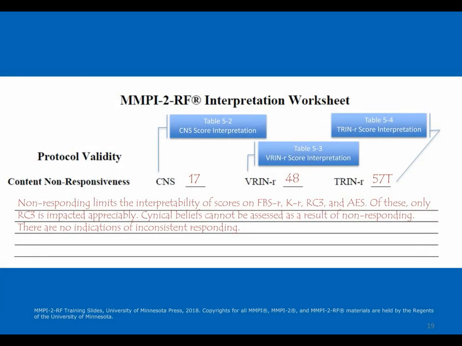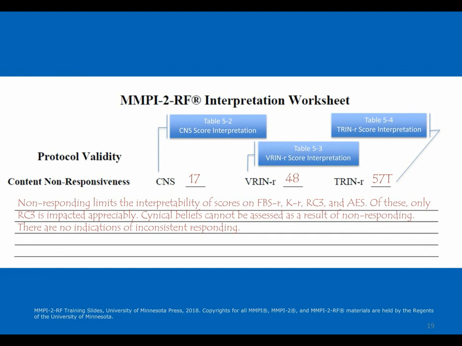So here we see the scores applied to the beginning of the MMPI-2-RF interpretation worksheet. The cannot say, VRIN, and TRIN scores have been transferred over. And as in practice, what you would be doing then is referring to the interpretation tables for each of these scores for your interpretive statements, where applicable. In this case, we only have interpretive statements for cannot say because VRIN and TRIN are both within normal limits.